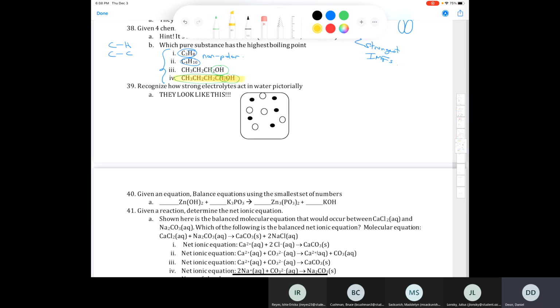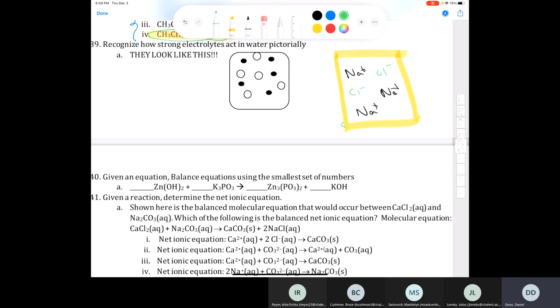The next one says, recognize how strong electrolytes behave in water pictorially. They look like this. All it means is that they break up into their ions. The idea would be something like this. Say you dissolved sodium chloride in water in some kind of vessel. Well, you're going to have individual sodium ions floating around, right? And you're going to have individual chloride ions floating around in the solution as well. Here's my vessel.